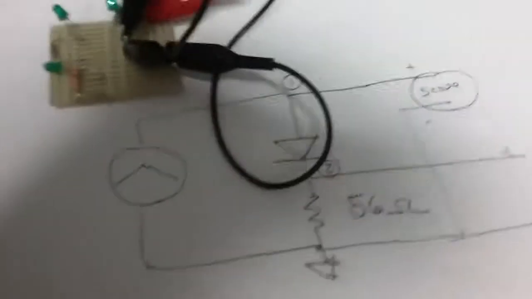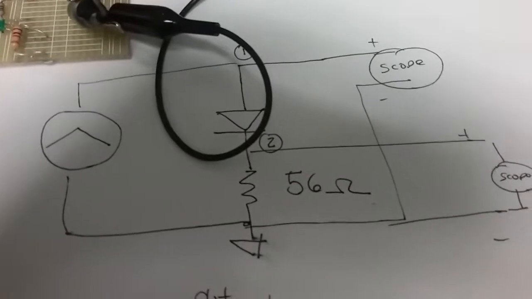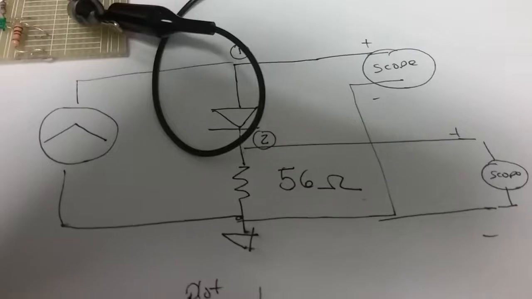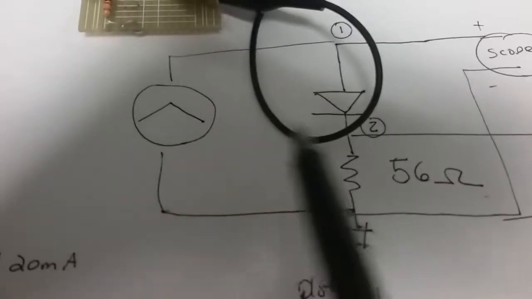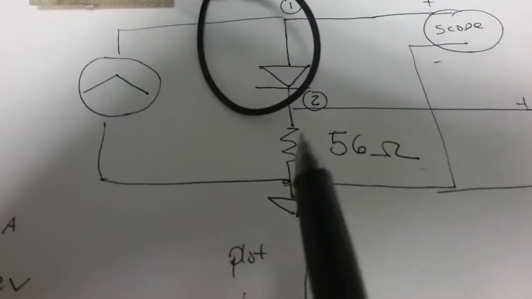Okay, after much trial and error, I think I've got a curve tracer that should work pretty reliably. The way I want to do this is sweep a triangle wave into a diode and a 56 ohm resistor.